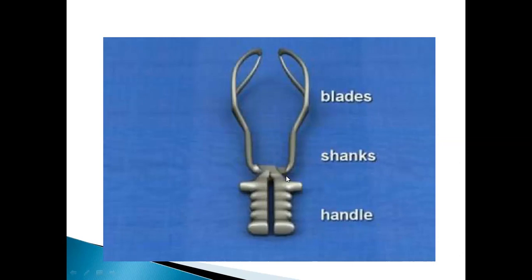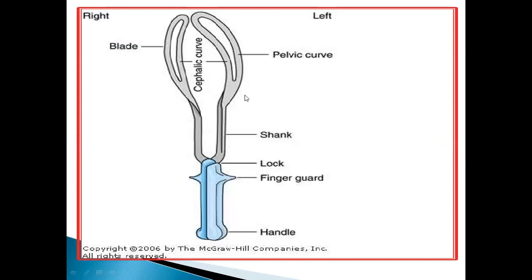Once again, this is the right blade, because this blade will be going to the right side of the mother. You can just imagine how the mother is lying. So it is the right blade, and this is the left blade. The cephalic curve, pelvic curve, the shank, lock, finger guard and handle. You understood?